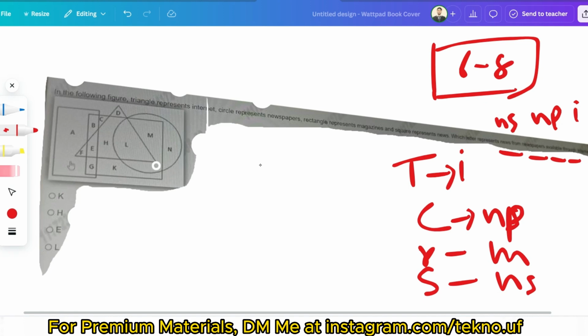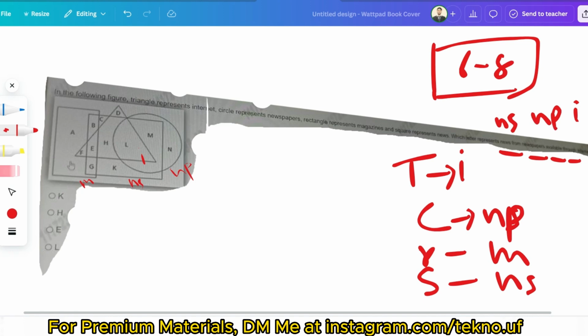So we got that the triangle is internet, the circle is newspaper, the rectangle is magazine, and the square is news. So the question is, which letter represents news from newspaper available through internet?